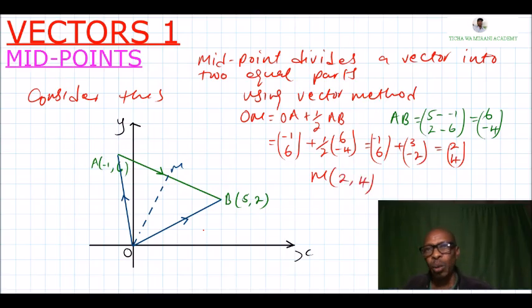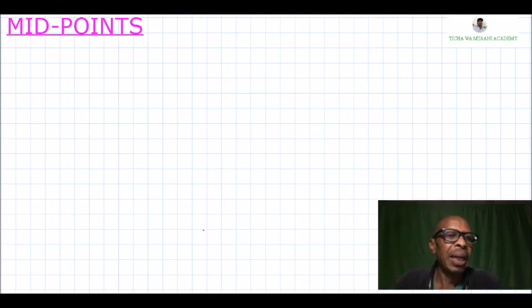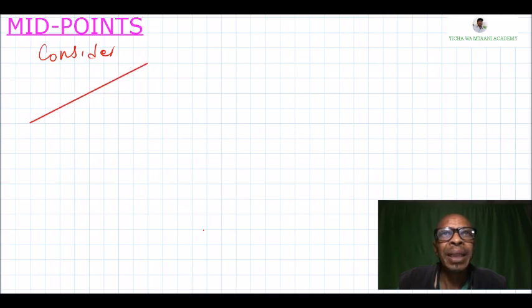2 and 4. So that's how using the vector method. Now, using the same example, let's get a general formula. So consider this. We have a vector, and we say it is A, B. The coordinates of A are x1, y1, and here we have x2, y2. Those are the coordinates.